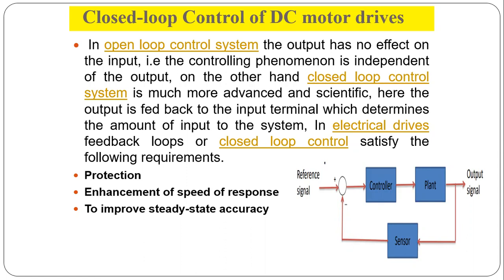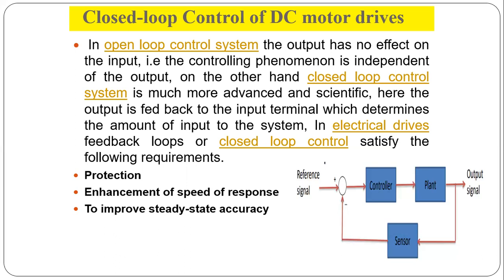As we know, in an open loop control system, the output has no effect on the input. That means there is no relation between input and output. Therefore, the controlling phenomena is independent of the output. On the other hand, the closed loop control system is much more advanced and scientific. Here the output is fed back to the input terminal, which determines the amount of input to the system.